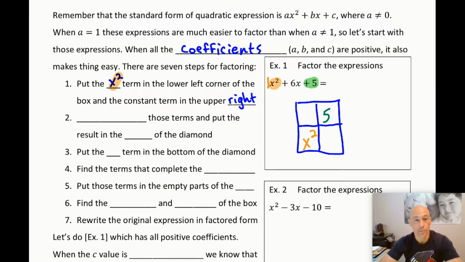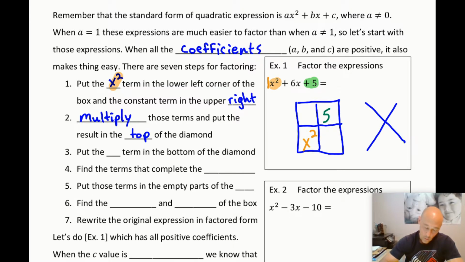Step 2, multiply those terms and put the result in the top of the diamond. So we're going to make a diamond. I'm just going to make an X. We're going to take these two terms and multiply them together. 5 times x squared is 5x squared. That's step 2.